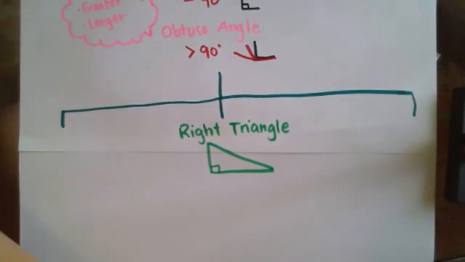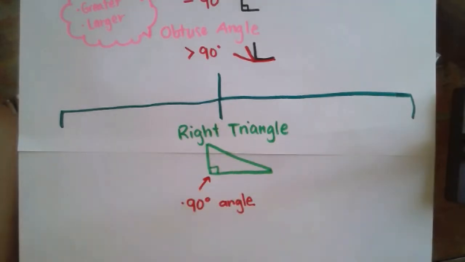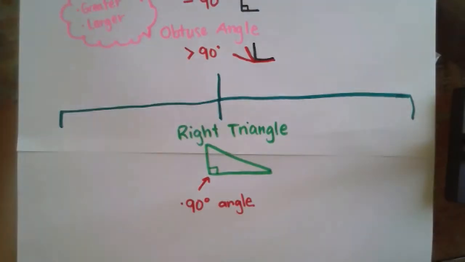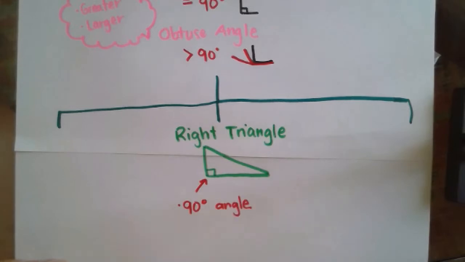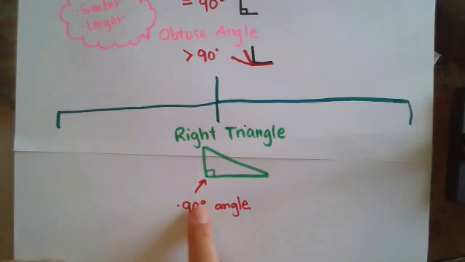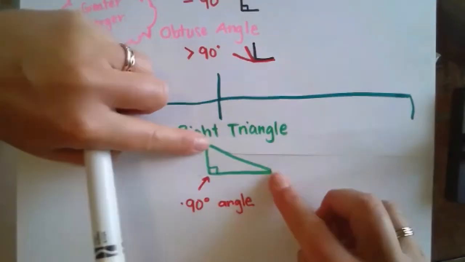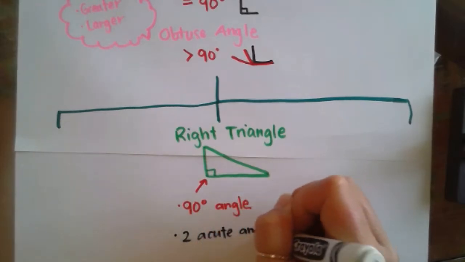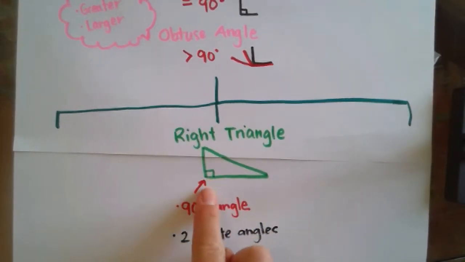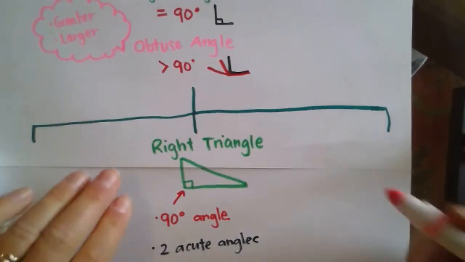Since this triangle has one angle that's 90 degrees, the other two angles must be much smaller. So the other two angles are going to be acute angles. I talked about how all triangles equal 180 degrees inside. Well, if half of my triangle already equals 90 degrees, the other two angles have to equal 90 degrees. So if I take that 90 and I split it into two, I'm going to have two acute angles.